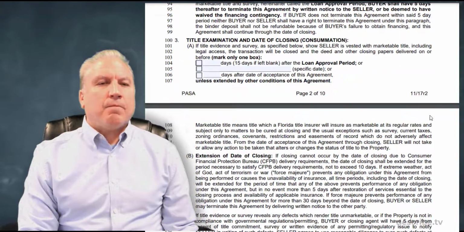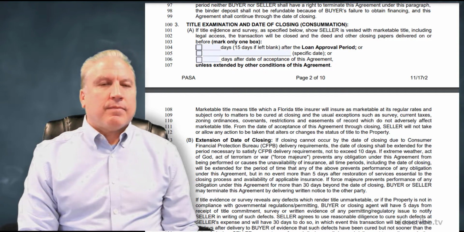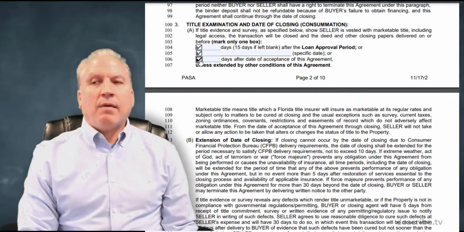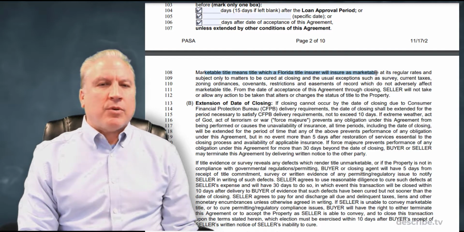What about title? So title to the property needs to be examined before the closing. And the seller will give marketable title to the buyer. And they have to give that evidence so many days before the closing. So that way the buyer has an opportunity to review it, maybe have an attorney review it to make sure the title looks good. And what is marketable title? That means a title which a Florida title insurer will insure as marketable.